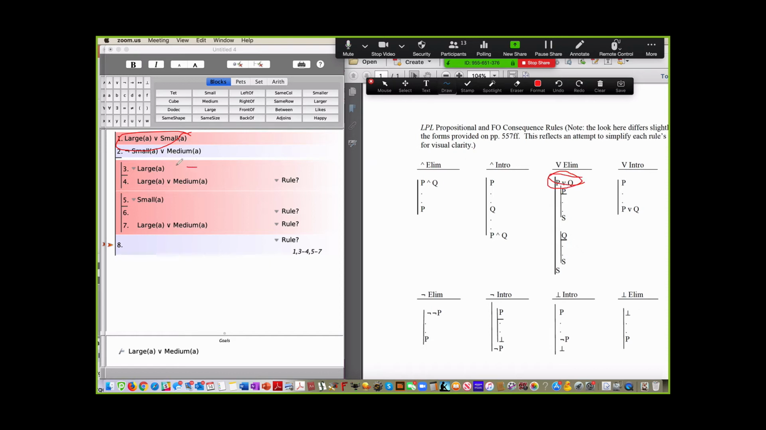And then here's some sentence, P, right? The left side of the disjunction. Then there's S. Then there's some sentence Q, the right side of the disjunction. And again, the goal, some sentence S.